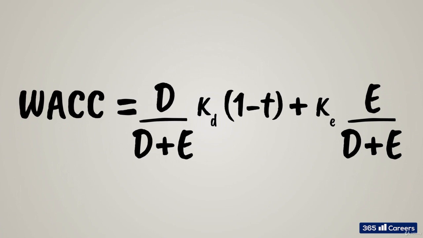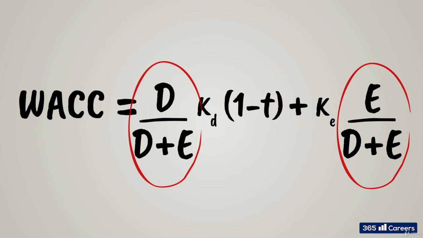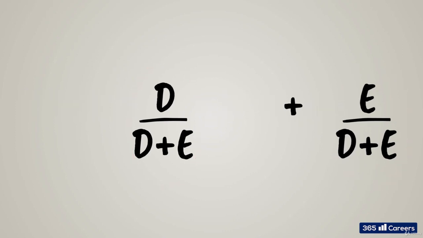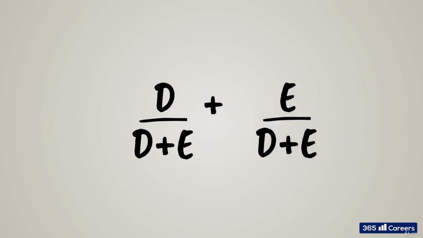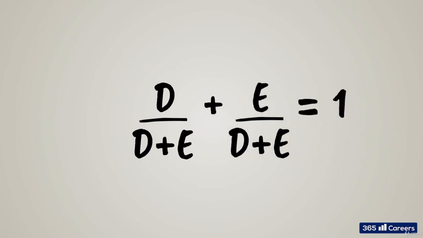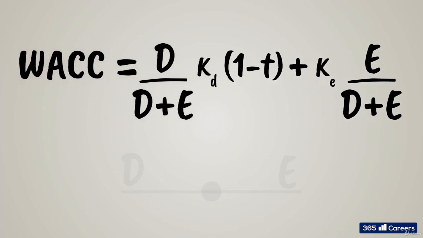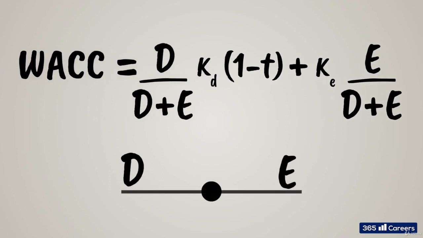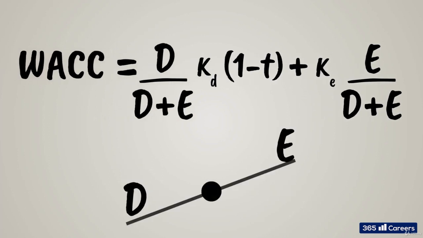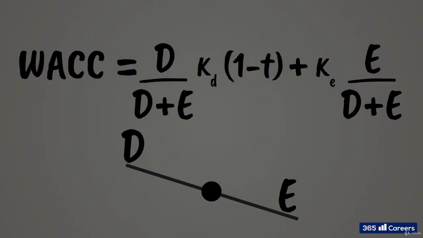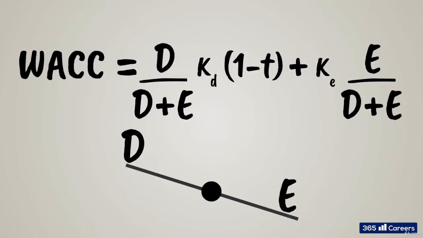It has two weighting components: debt divided by the sum of debt and equity, and equity divided by the sum of debt and equity. The sum of these two components is equal to 1. This shows us that if a project is prevalently financed with debt, the cost of debt will have a higher weight. And conversely, if a project is financed mainly with equity, the cost of equity will have a higher impact on WACC.